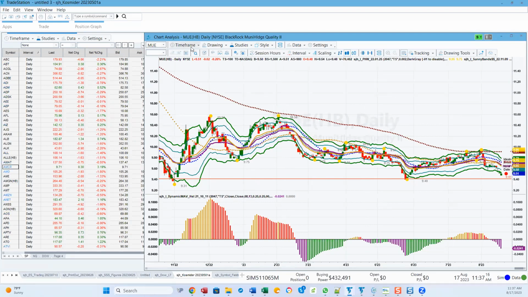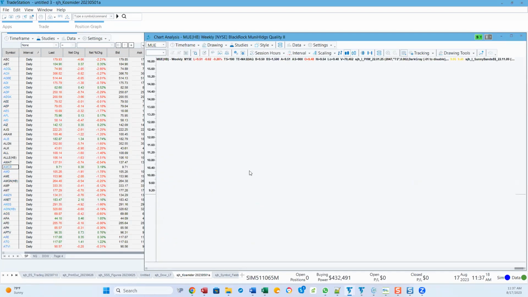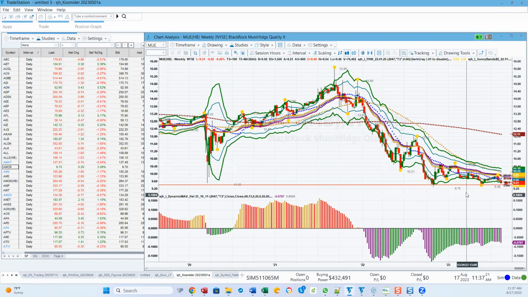Let's see what the weekly looks like on this one. And same story. It's going sideways all along here for weeks with purple on top. So we're expecting further down movement, probably down to that attractor at the 940 level.